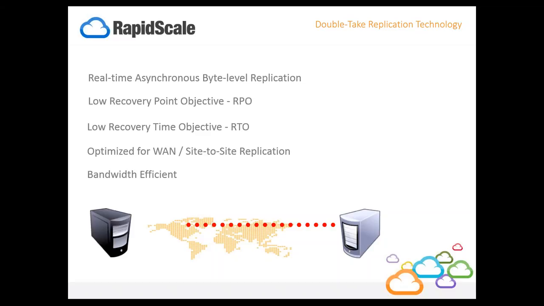We're byte level right out of the box, so very efficient, but we've also added compression as well as the ability to throttle that real-time replication. We can tell this replication technology exactly how much bandwidth it's allowed to use, and we can also schedule those throttles. So it's a very bandwidth-efficient technology that's able to work in any architecture over any IP-based network.